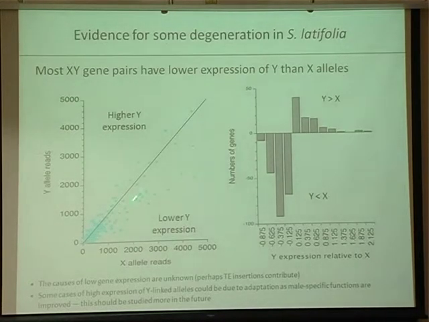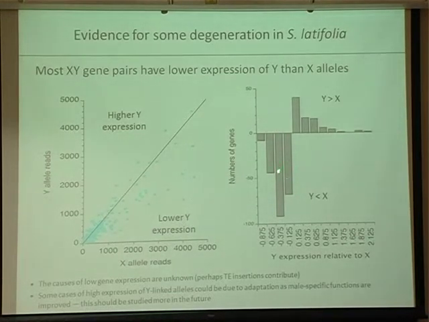And you can see there's a strong tendency for lower expression of the Y-linked alleles. These are the same gene in the X and the Y of males. It's just a bar chart showing you the same thing. There are some genes where the Y allele is expressed at a higher level than the X, and of course some of this is just experimental noise. We're estimating expression crudely, but there's a predominance of low expression.